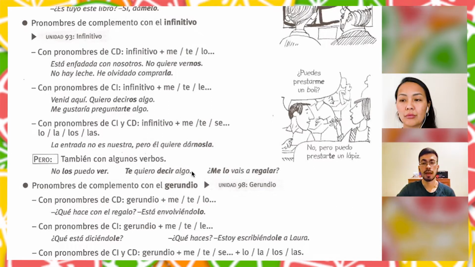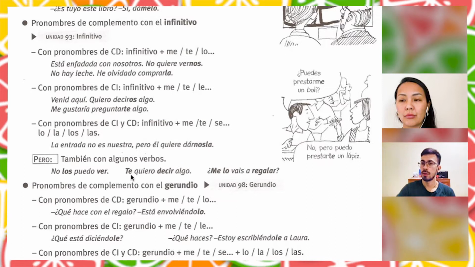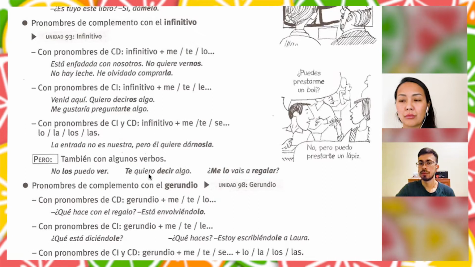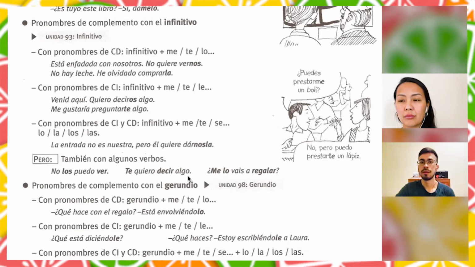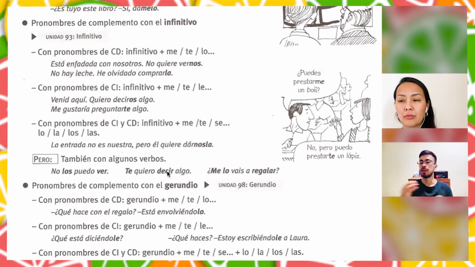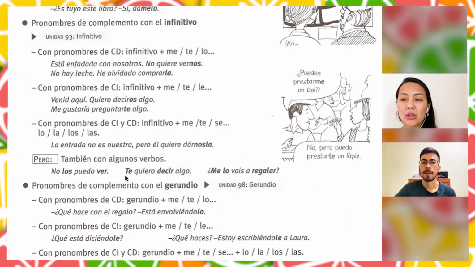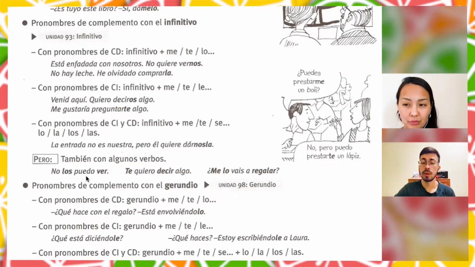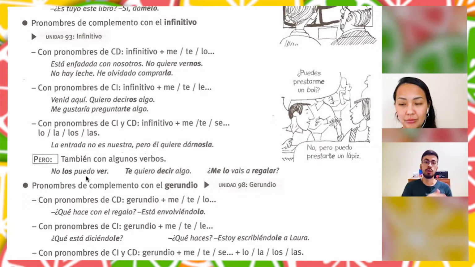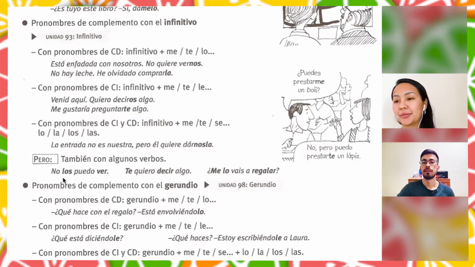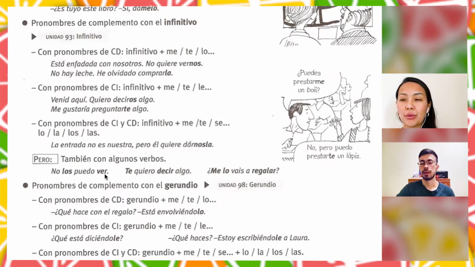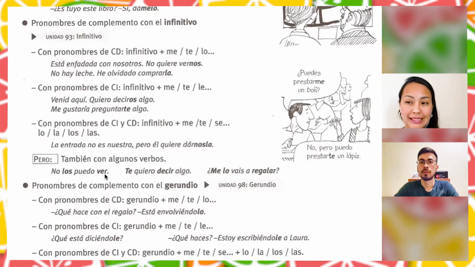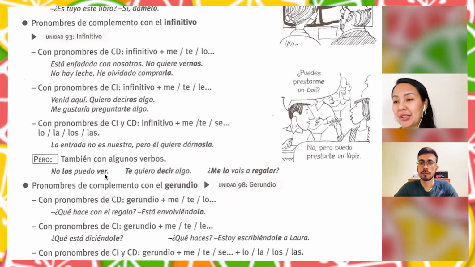Te quiero decir algo, right? I want to tell you something. But for example, here it's like, to you, I want to say something. So that's going to be translated directly. With these verbs, we can do both: no puedo verlos or no los puedo ver. And te quiero decir algo, or quiero decirte algo. Interesante, profesor.